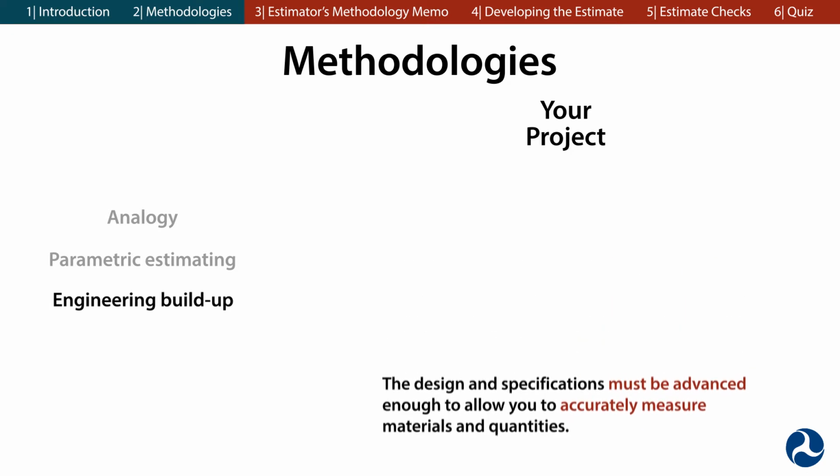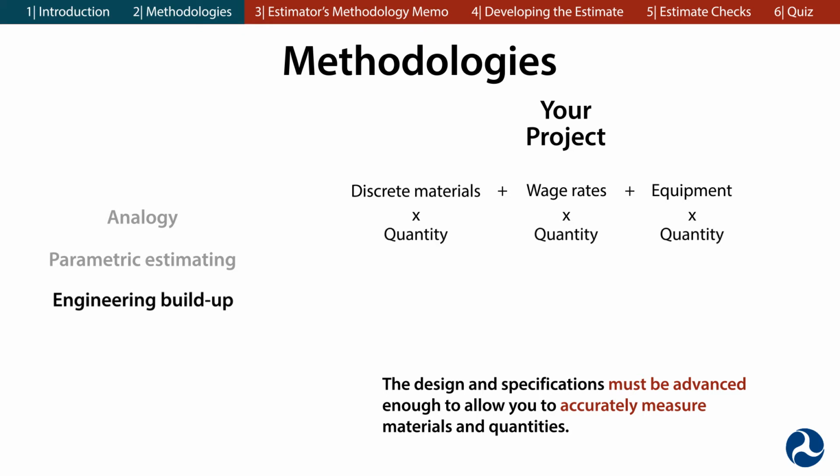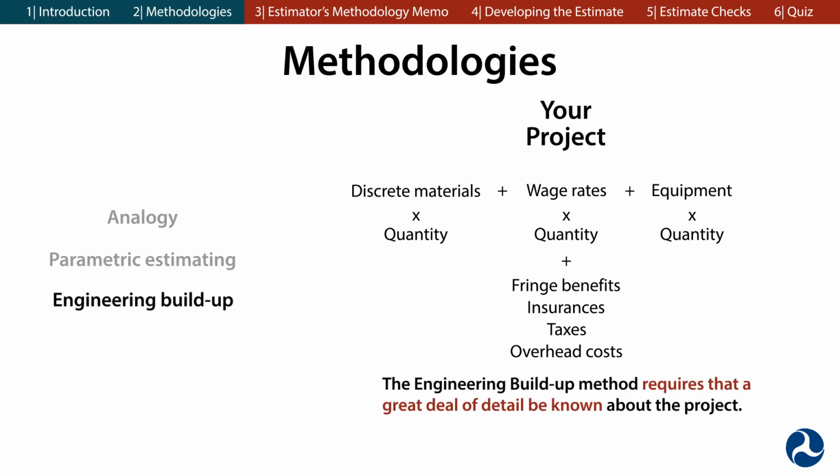In this method, you will add up the unit costs of discrete materials, wage rates, and equipment, and multiply each by the quantity needed. It is also important to include fringe benefits, insurances, taxes, and other overhead costs. While this method is the most accurate, it requires that a great deal of detail be known about the project. Furthermore, it is the most time-consuming and expensive method of estimating costs.